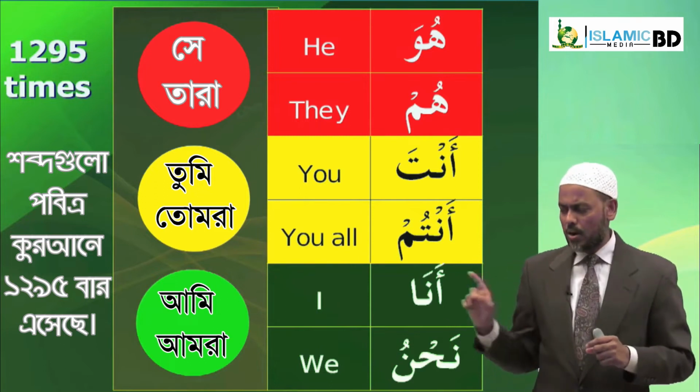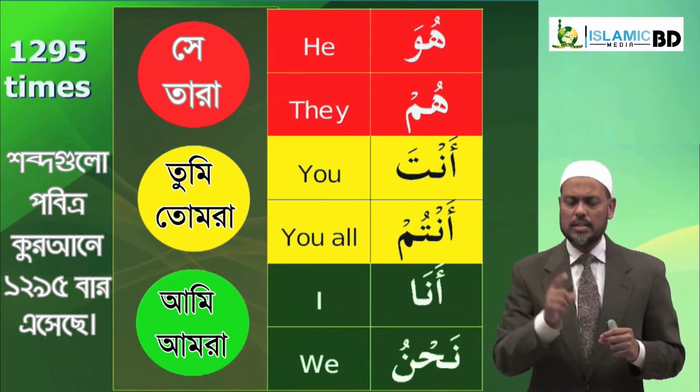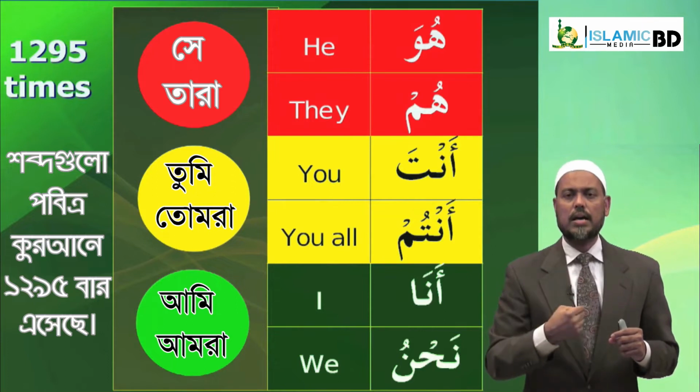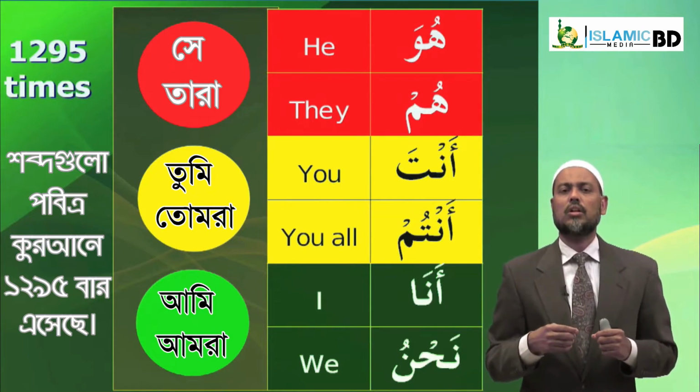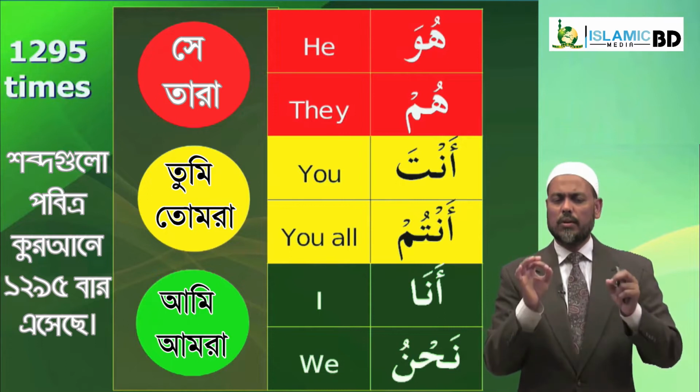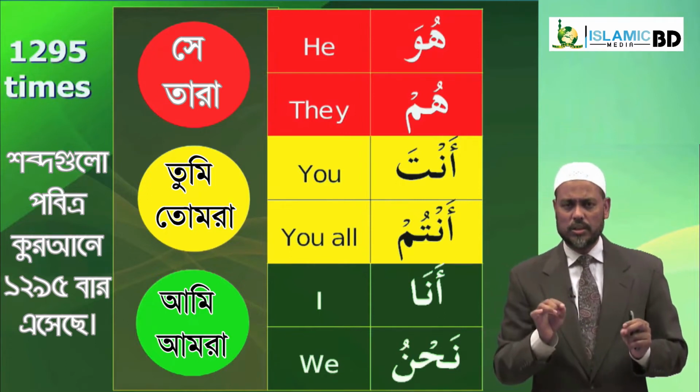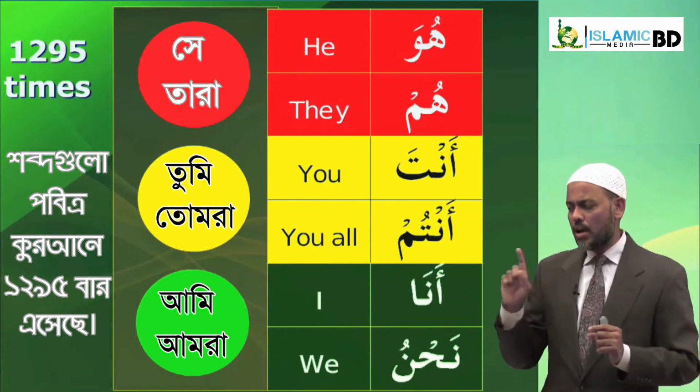Okay, repeat after me. Huwa, hum. Anta, antum. Ana, nahnu. Now can you say with me? I will read slowly, I will speak slowly. Try to speak with me.